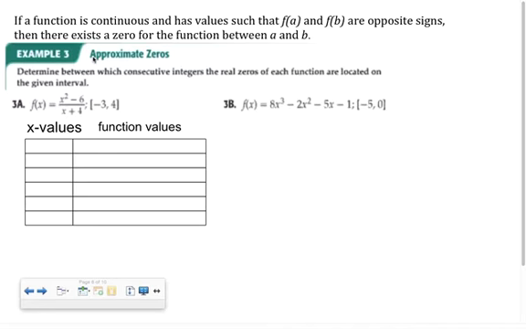Okay, so we're going to take these values for x, the -3 all the way up to 4, plug them in and find our function values and see where the signs change. So when I take -3 and plug it in, I have 3 squared, which is 9, minus 6, which is 3, over -3 plus 4, which is 1, so that's just 3.